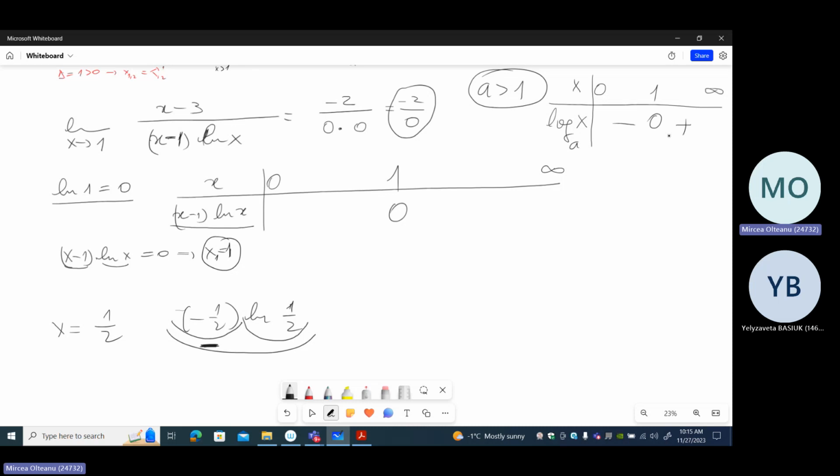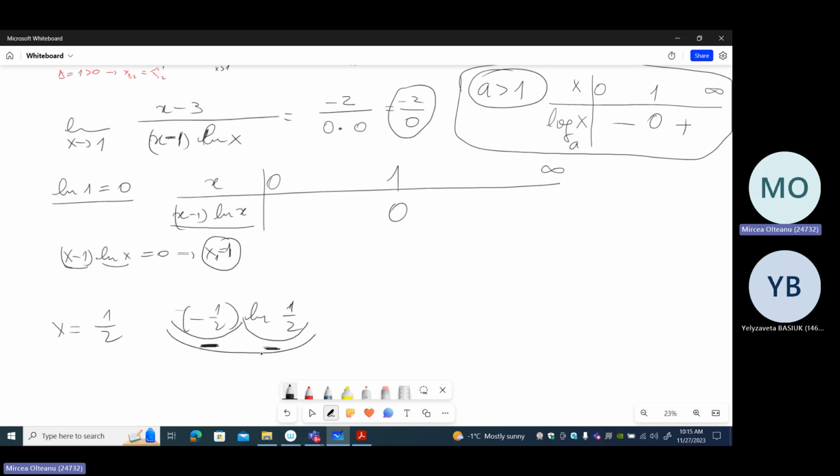Yes? So the logarithm has negative sign at the left of 1 and positive sign at the right of 1. So logarithm of 1 over 2 is a negative number according to this rule. Again, we must know it.